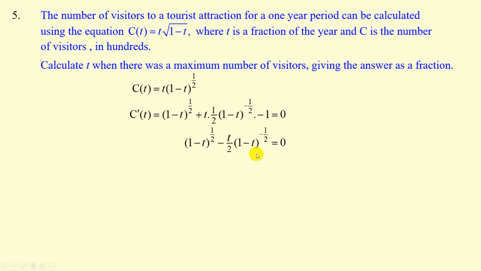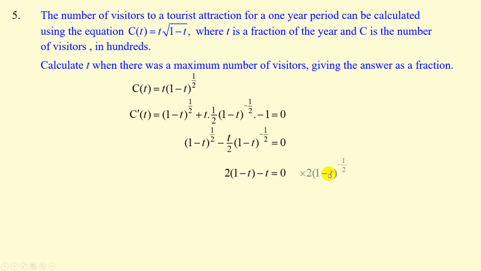Which I'm going to solve. Now the easiest thing to do here is to multiply through by 2 to get rid of the half. 1 minus t to the minus half. Because then we end up with that. Do we?